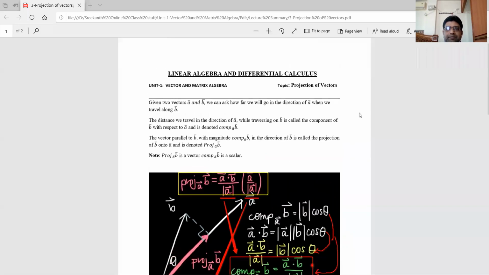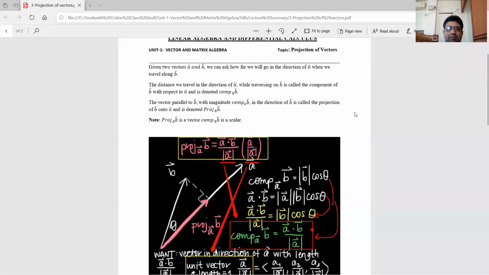In this lecture, we are going to see the concept of projection of vectors. Suppose two vectors are there, A bar and B bar. So in the picture, you can see these two vectors. So this is the A bar vector and this is B bar vector.